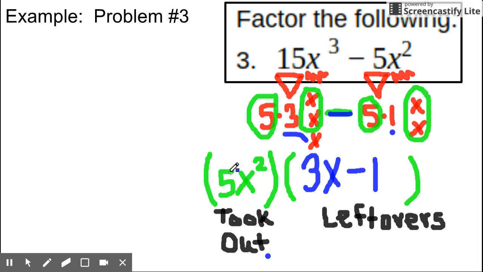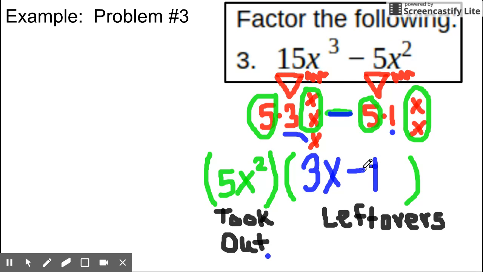If I were to multiply this back together again and put little arrows here and multiply, I would get this top answer, right? I mean, just try it in your head. What's 5 times 3? Oh, that's 15. What's x squared times another x? Oh, that's x cubed, right? And then you can multiply this with the 1. What's 5x squared times 1? That's just going to be 5x squared.